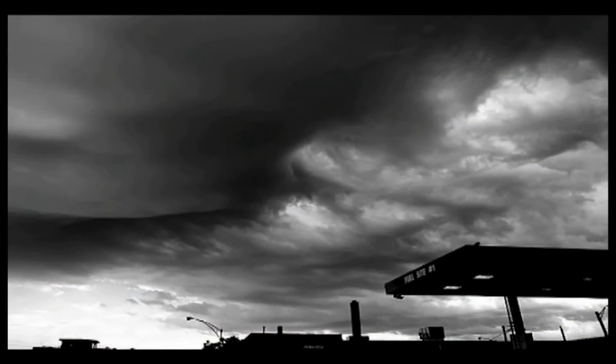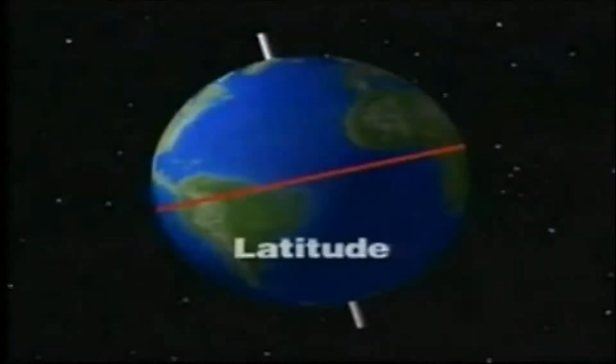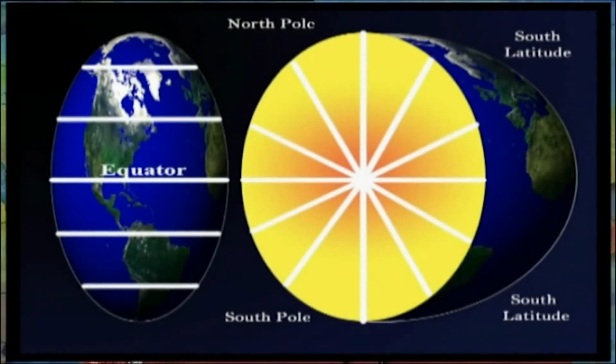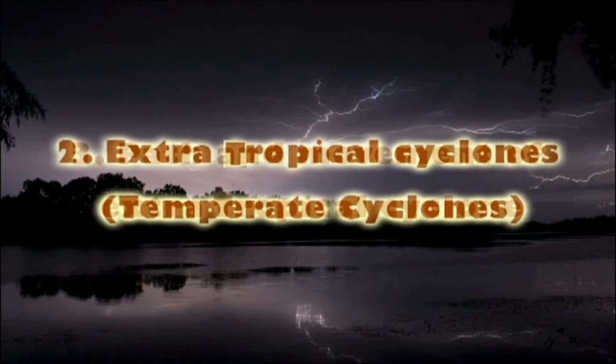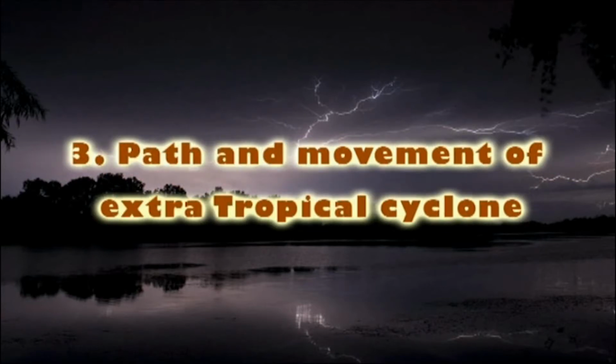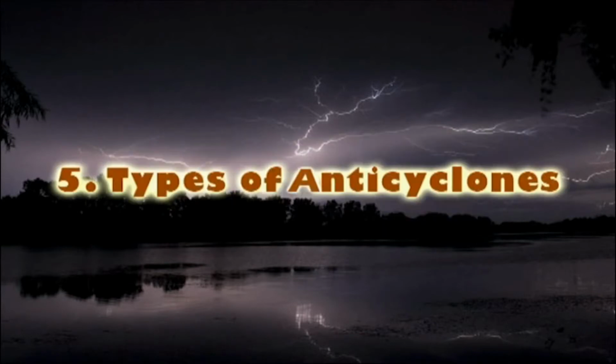Atmospheric disturbances are the results of the complex process of exchange of heat between different latitude zones. Maximum disturbances are noticed in the middle latitudes. Therefore, we will discuss the extratropical or temperate cyclones and anticyclones. The episode consists of the following modules: cyclones and anticyclones, extratropical cyclones, path and movement of extratropical cyclone, extratropical anticyclones, and types of anticyclones.